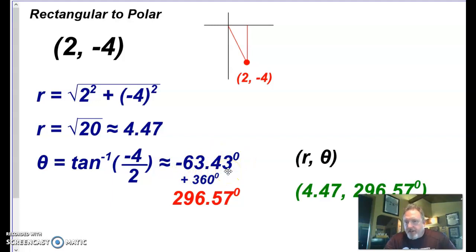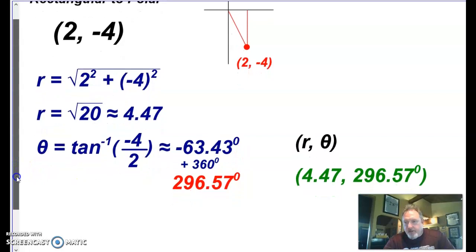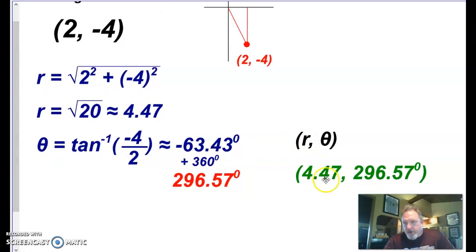-63.43, which is correct. But if we want a positive angle measure, we want our angle to be between 0 and positive 360. So we'll add 360 to this, and this gives me the positive equivalent. 296.57 is the positive equivalent of that angle, and you can see our answer right there. We found our r value using the Pythagorean theorem, and our theta value using inverse tangent.